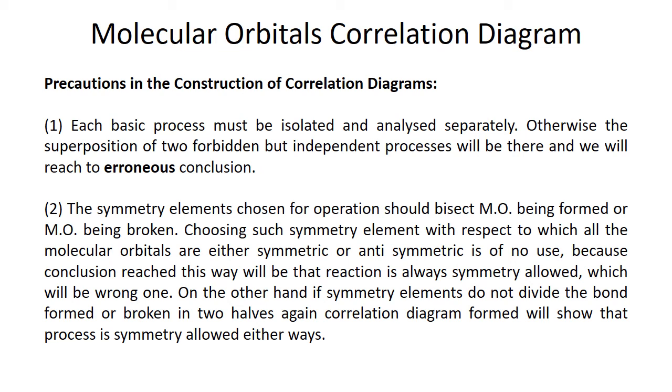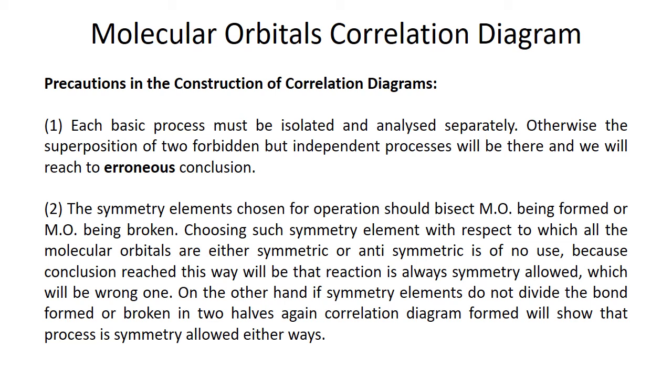The second point says that symmetry elements chosen for operation should bisect the molecular orbital being formed or the molecular orbital being broken. Just like we considered when we talked about butadiene, though there are 4 carbon atoms and 4 p orbitals present on this butadiene, we only considered the 2 p orbitals on the terminal carbon atoms, because those orbitals combine together to form the sigma bond and convert this butadiene to cyclobutene.